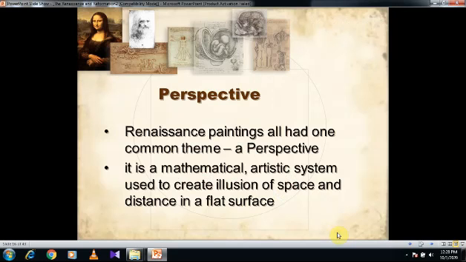Now, Renaissance art was famous for a new idea: perspective. All Renaissance paintings had a common theme, which is perspective. What is perspective? It's a mathematical artistic system used to create the illusion of space and distance on a flat surface. This means that when you see a painting, you think that it is three-dimensional. It's a flat painting, but it gives you the sense that you are in a room or in a space.